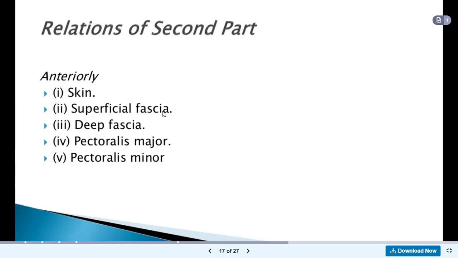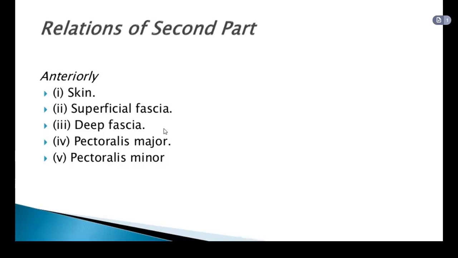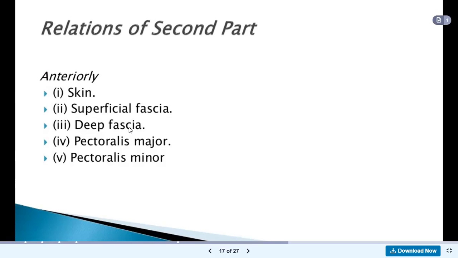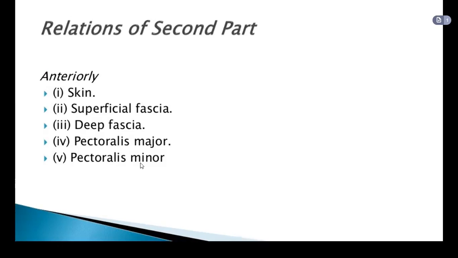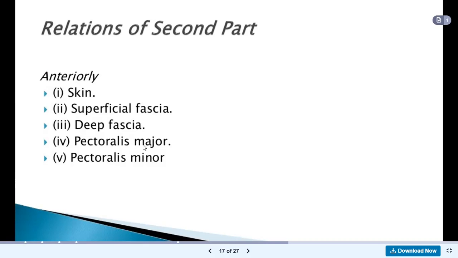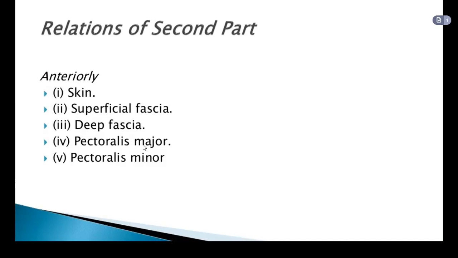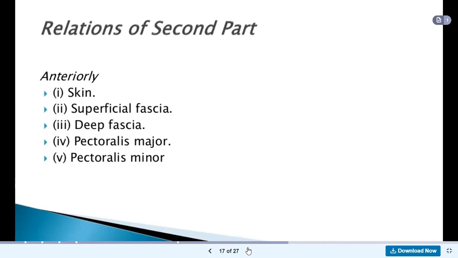Anteriorly, we have the skin, superficial fascia, deep fascia, the pectoralis major muscle, and the pectoralis minor. If you don't remember anything about the relations, remember skin, superficial fascia, and deep fascia. Don't forget them. When you're talking about the anterior relations of the artery, the skin, superficial fascia, deep fascia, you must not forget. Then since the second part of the axillary artery is running under the pectoralis minor muscle, you should expect that the pectoralis minor will also be an anterior relation of the second part, and of course the pectoralis major also, which is above the pectoralis minor and bigger than it.